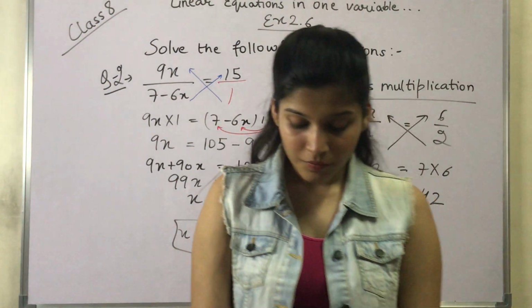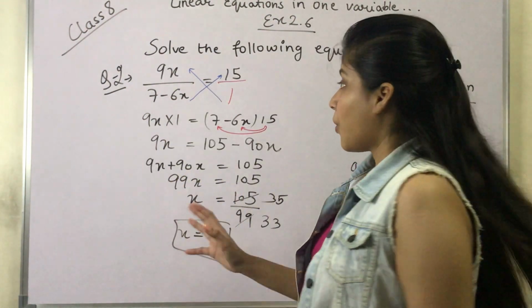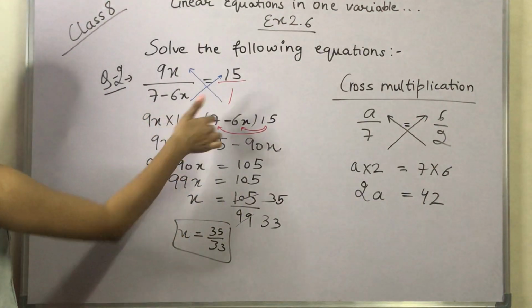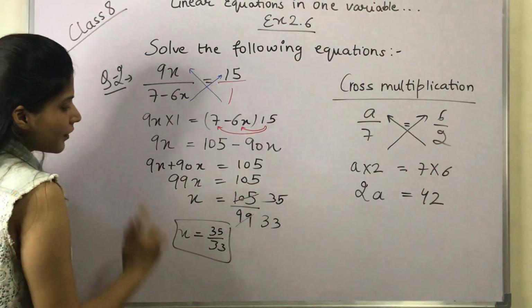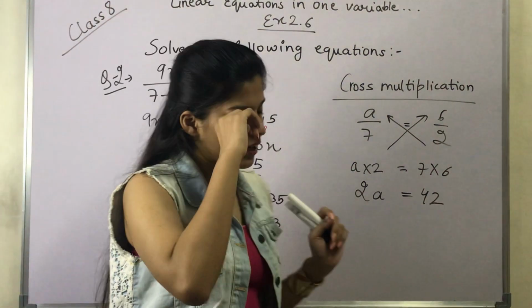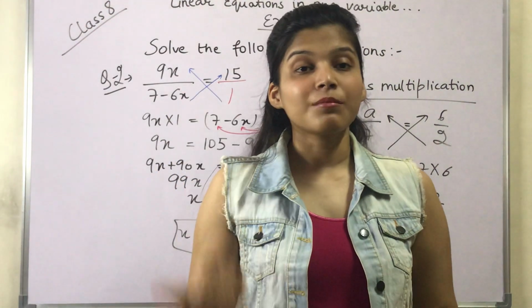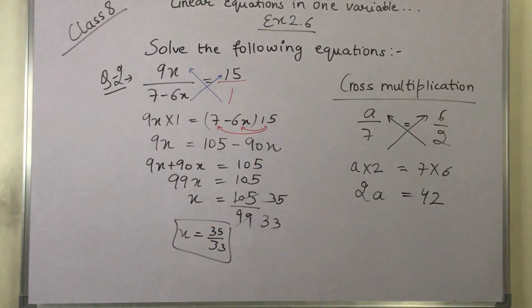Okay. Now children, again what we did, we directly cross multiplied the numbers and got the value of x. So this was our question number 2. Now let's come to the next question.